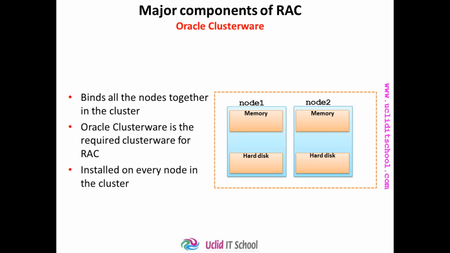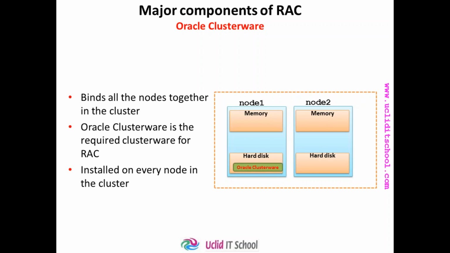And it is installed on every node in the cluster. So in fact, before installing Oracle RAC, you need to implement a cluster. You need to have 2 servers. You need to install an operating system on each server. You need to install Oracle Clusterware on each server and implement that cluster. Then only you can install Oracle RAC.